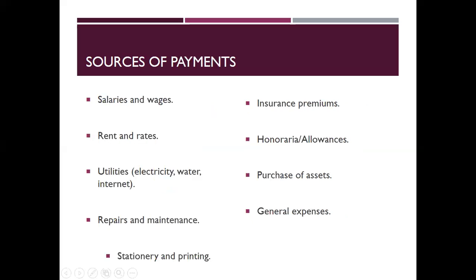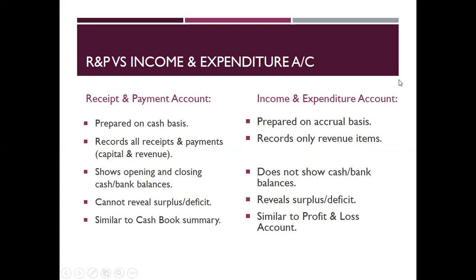So then, under receipt and payment, we need to differentiate between receipt and payment. I know income and expenditure. It's not strange to us. We are not new to it. We've done the income and expenditure account in the past. So what is the difference between receipt and payment and income and expenditure account?